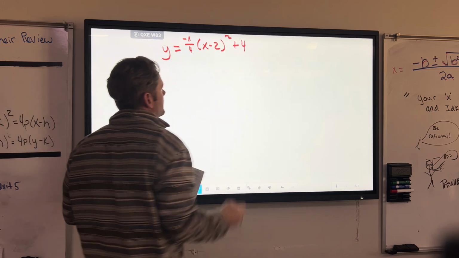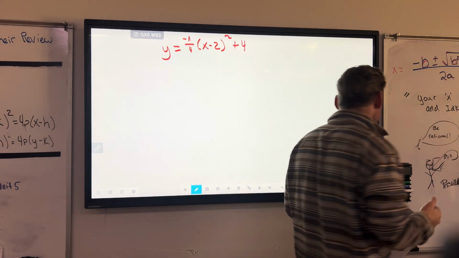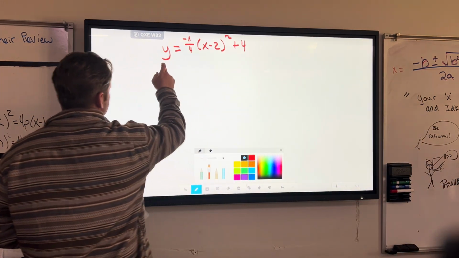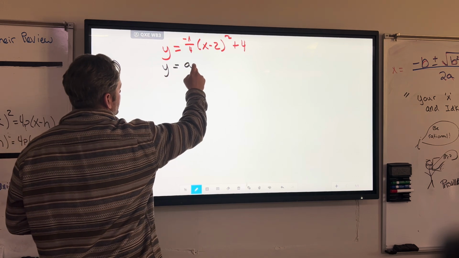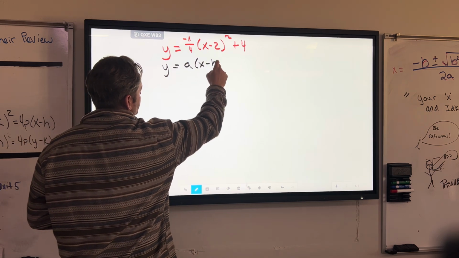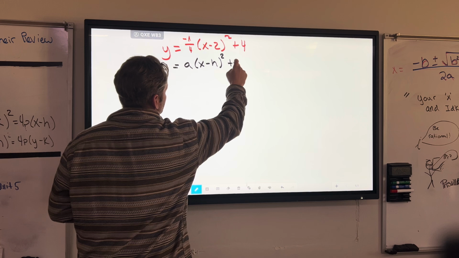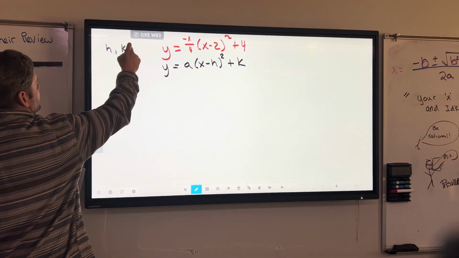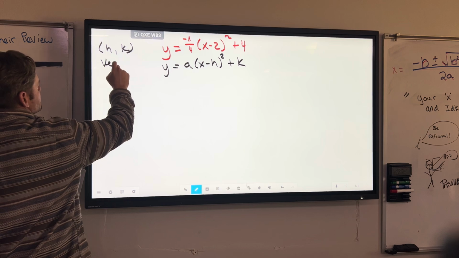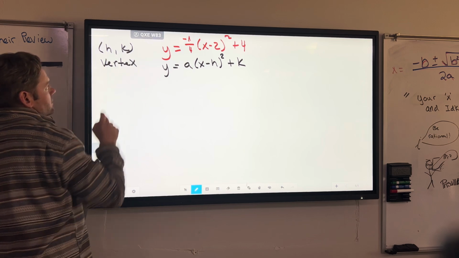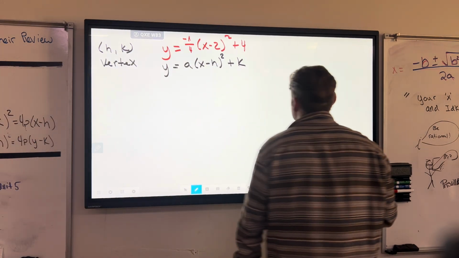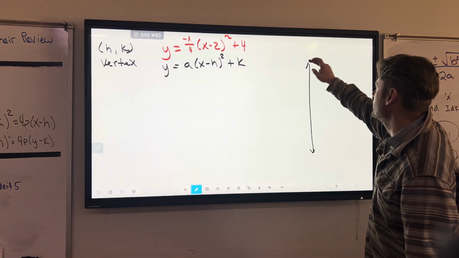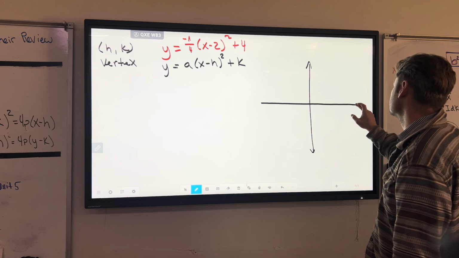plus 4. Well, if you notice, that is our vertex form of an equation. Our vertex form of equation is y equals a times x minus h squared plus k, where h comma k is our vertex. So right away, if I have this equation, I can draw my graph over here. I do know my vertex.